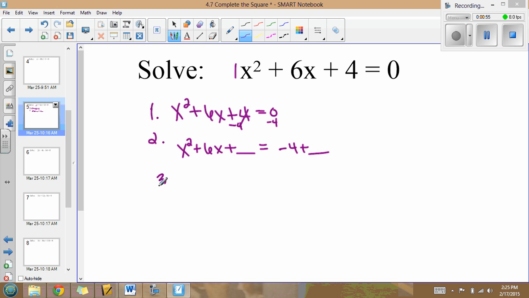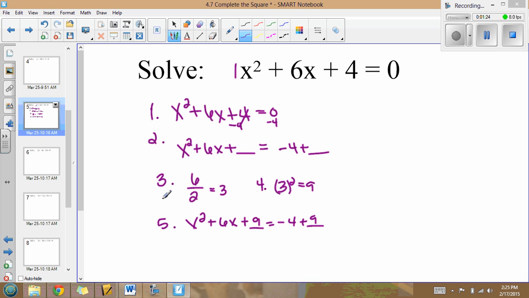Okay, so my step 3, that's what I'm working on, is getting the value that should go in my blank space. So I take b, so 6, divide by 2, and then step 4, I just want to take that term and square it. So I get 9. So I'm going to fill in my 9 into my blank. So I have x squared plus 6x plus 9 equals negative 4 plus 9.